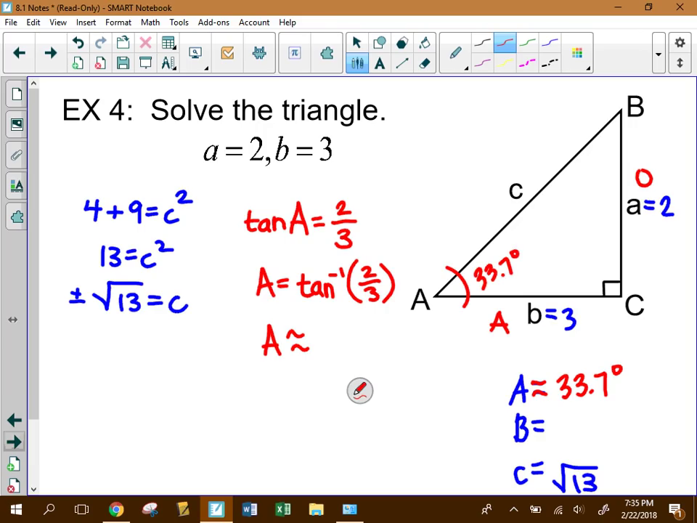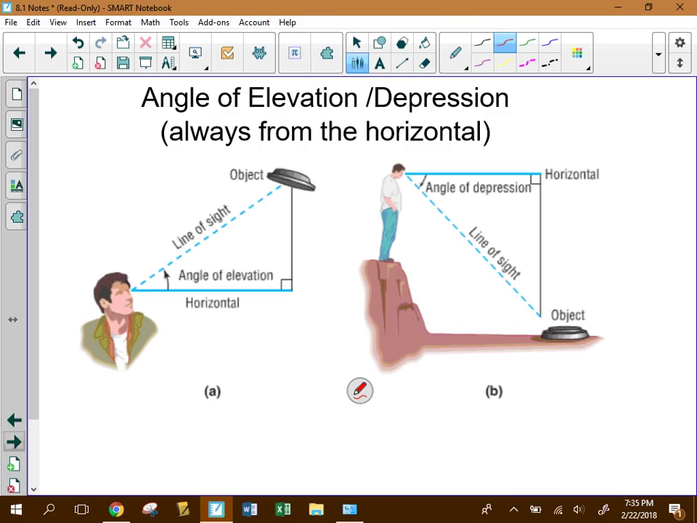We know that angle B is its complement, so we subtract from 90 and we get about 56.3 degrees. So that's what we get when we solve that triangle. And again, you can check to make sure that your longest side is across from your largest angle, and your smallest side across from your smallest angle. Just a good check. The next thing you're going to have to do, and we're not going to show an example of this, is solve word problems.